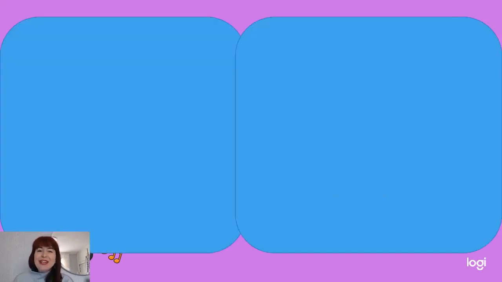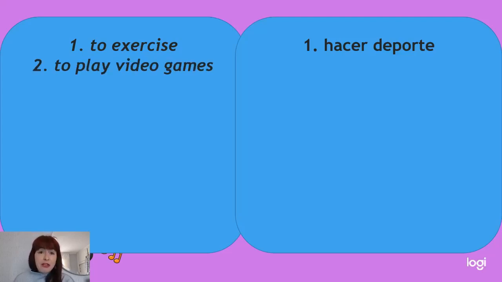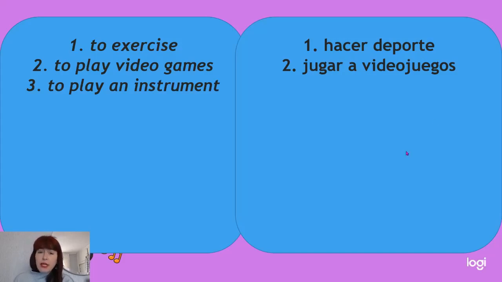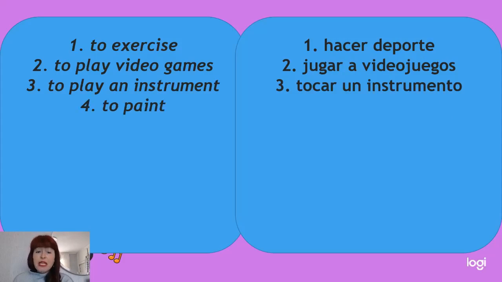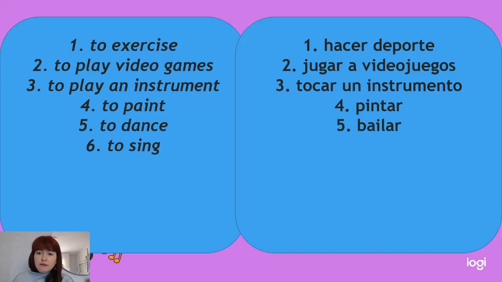Spare time. So to exercise in Spanish is hacer deporte. To play video games, jugar a videojuegos. Jugar is to play football or to play a game. But if you play an instrument, you're going to say in Spanish, tocar un instrumento. To paint is pintar. To dance, bailar. To sing, cantar.